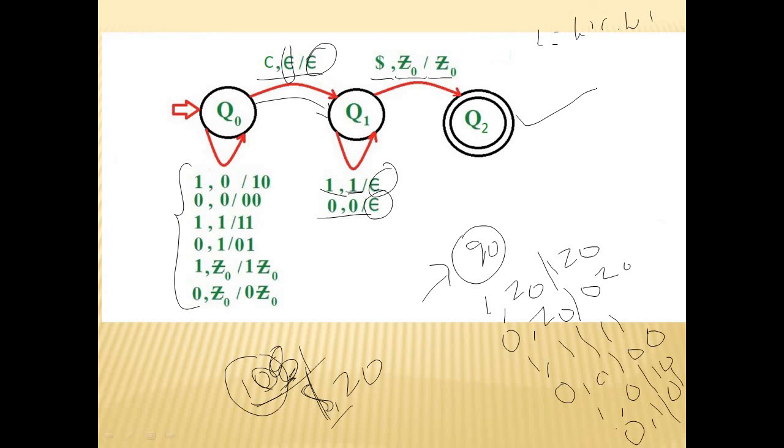So this is an example for pushdown automata, and in this unit they will mostly ask different types of pushdown automata. This is also an example for a palindrome string. Remaining examples we will see in the next class.